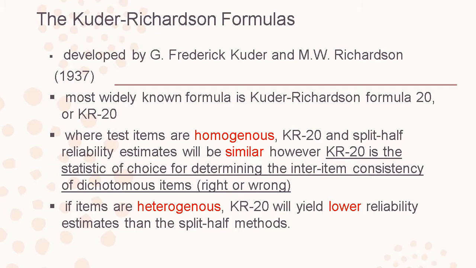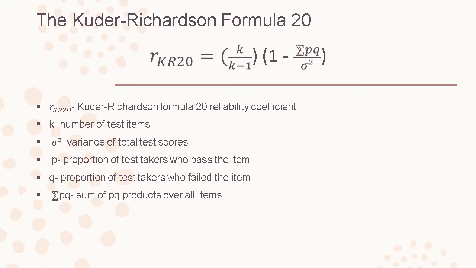The most widely known formula is Kuder-Richardson Formula 20, or KR20, where test items are homogeneous. KR20 and split-half reliability estimates will be similar. However, KR20 is the statistic of choice for determining the inter-item consistency of dichotomous items. If items are heterogeneous, KR20 will yield lower reliability estimates than the split-half methods. So this is what the Kuder-Richardson Formula 20 looks like.